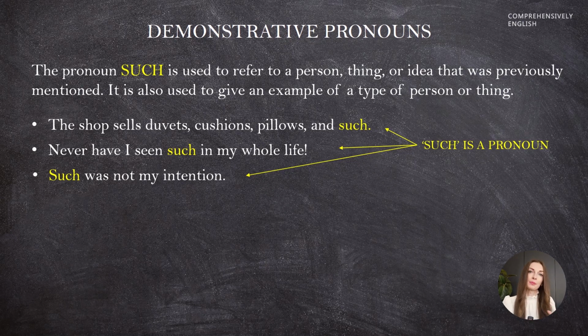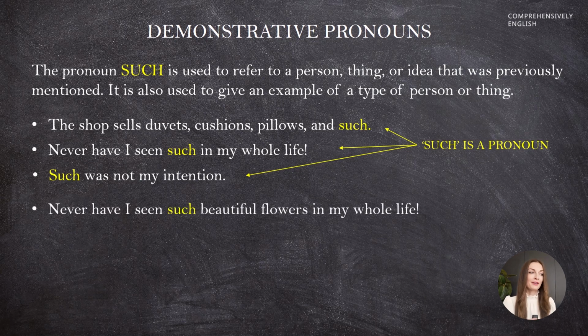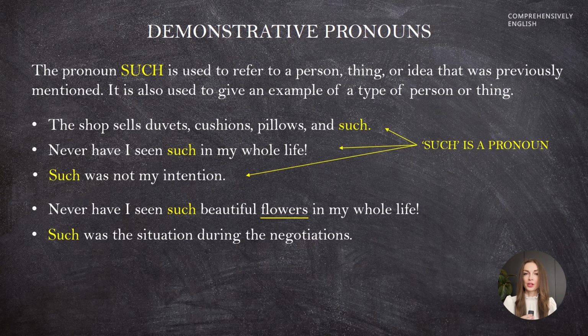Let's now look at a group of different examples. The same word, but a different function. Never have I seen such beautiful flowers in my whole life. What's happened here? We added the word flowers, so such, as well as beautiful, now describe flowers. Such is a determiner here, beautiful an adjective. Such was the situation during the negotiations. Such belongs to the situation here and functions as a determiner.